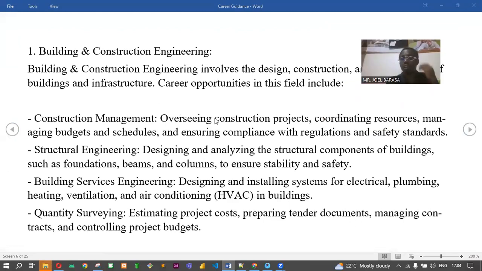Construction management means overseeing construction projects, coordinating resources, managing budgets and schedules, and ensuring compliance with regulatory authorities like NEMA, NCA, and so on. So all of that is you. You'll be good in that.